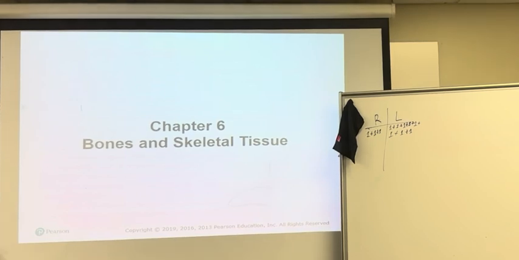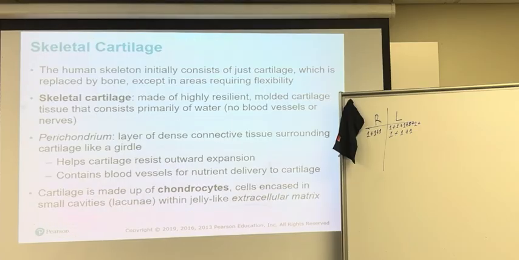Okay, so let's start talking about chapter 6. Chapter 6 talks about what? Bones and the skeletal tissue. First thing I want you to understand is that before you have bone in your body, do you know what you had? Cartilage, yeah. And do you know where you have cartilage right now as an adult? Like in your ear, right? These are flexible, right? It's not as rigid as your bone, right?